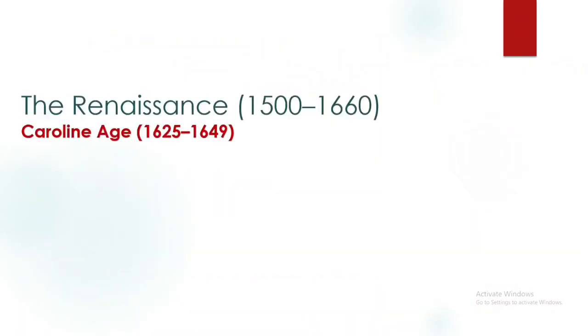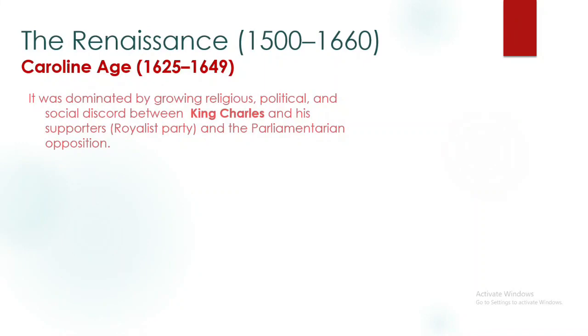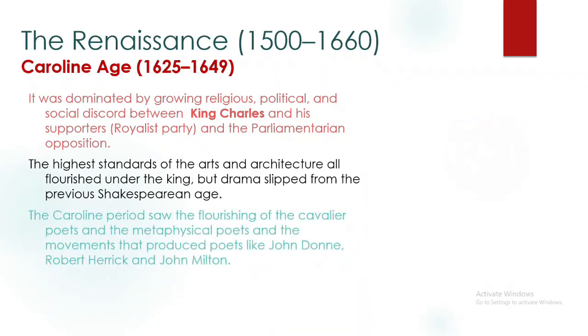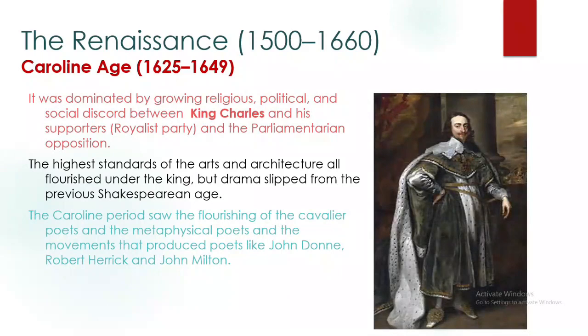The Caroline Age. This age was dominated by the clash between the Royalists and the Parliamentarians, one being for and the other against King Charles. Though the art of drama slipped, the Cavalier and metaphysical poets flourished, along with the movements by John Donne, Robert Herrick, and John Milton.